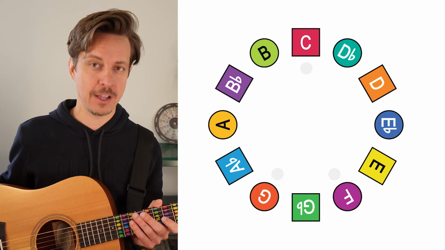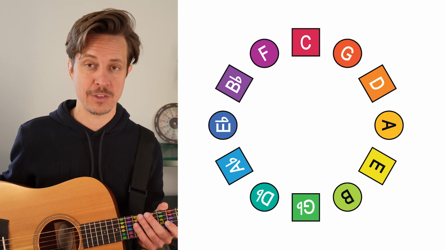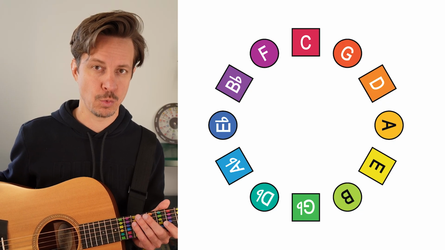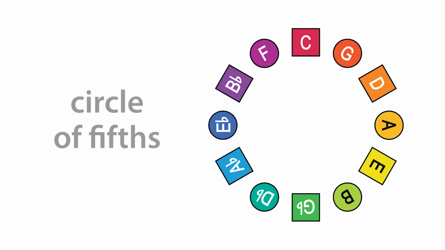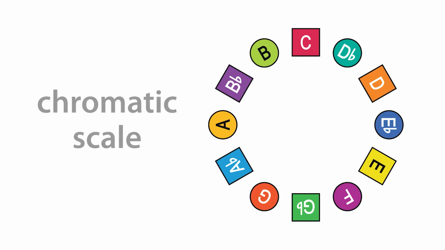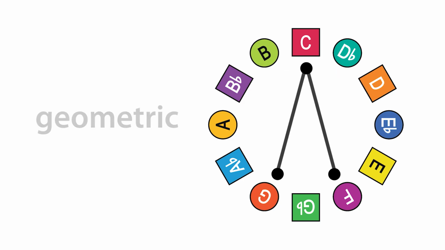Seeing the chromatic scale in this way, that it's really just a rearrangement of the circle of fifths, is insightful, and we haven't even gotten to the first level of music theory. But we're about to, so check this out. The connection between the circle of fifths and the chromatic scale highlights an important feature of music theory, which is that it's fundamentally cyclical in nature, and that it's also geometric.